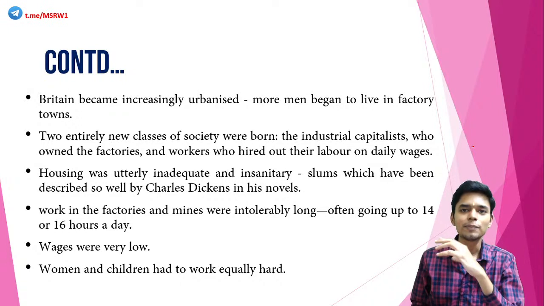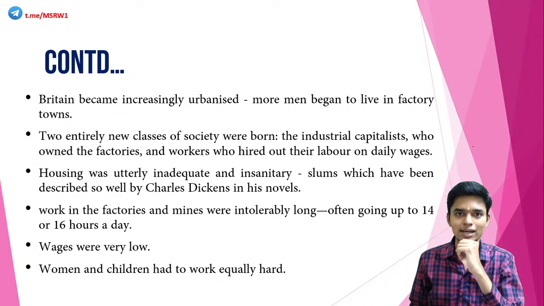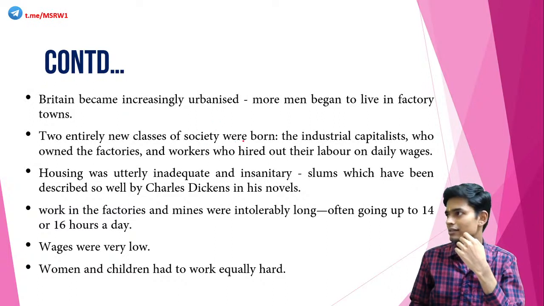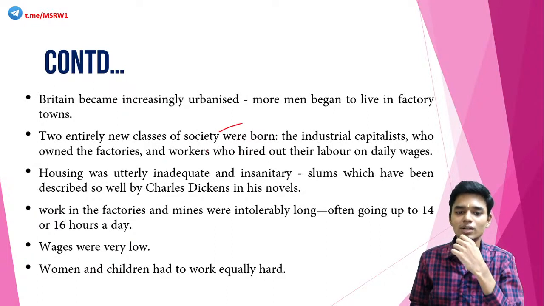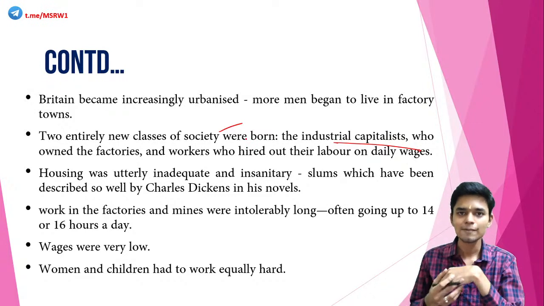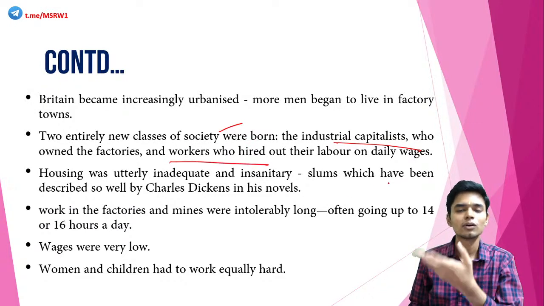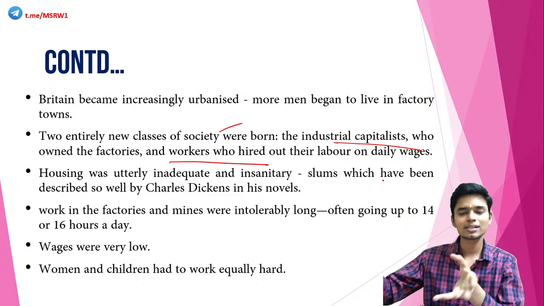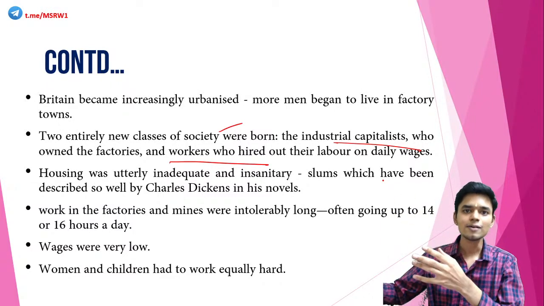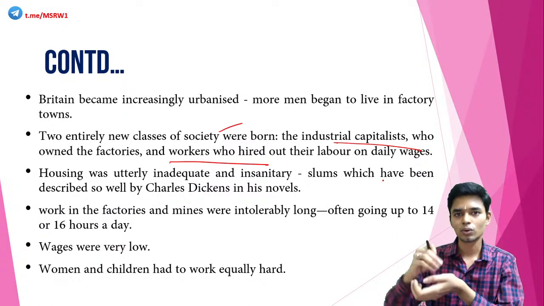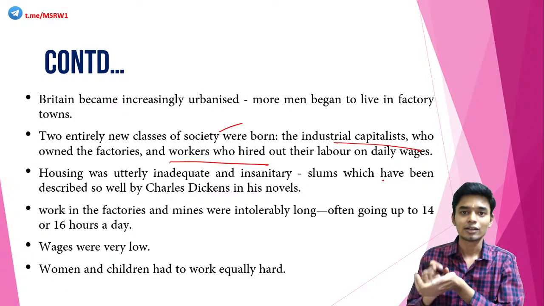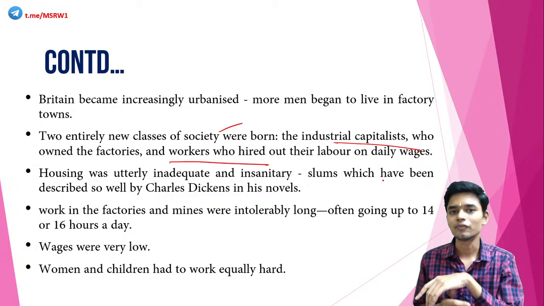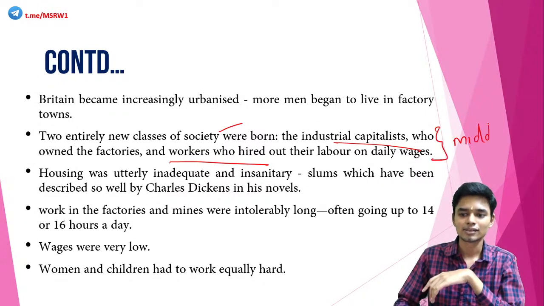When urbanization happened, people began to migrate into these towns and started to live their life near factories. This led to the emergence of two new classes of people. Two entirely new classes of society were born. One is the industrial capitalists who own the factories, and the other is the workers who hire out their labor on daily wage. So two classes of people emerged: the industrial capitalists who own the factories, and the workers or laborers who conduct their job in these factories. So the emergence of the middle class is also an output of the Industrial Revolution. So they form the middle class.